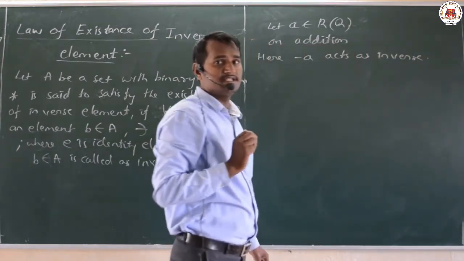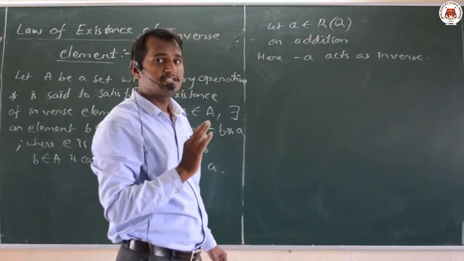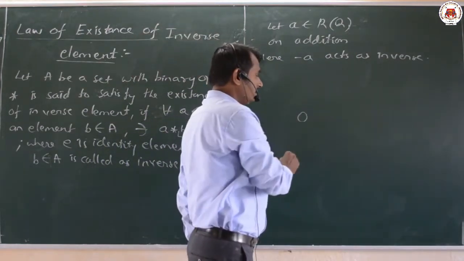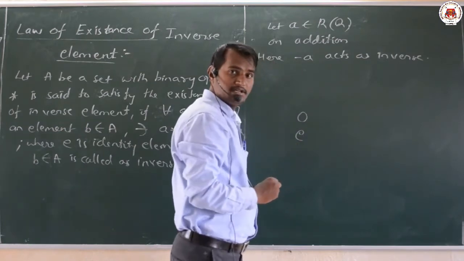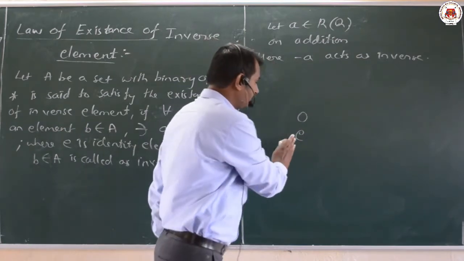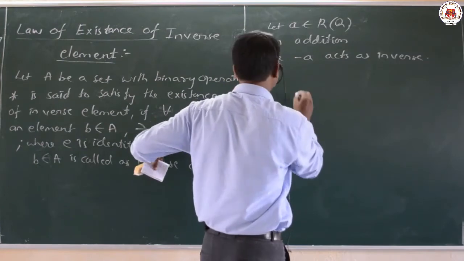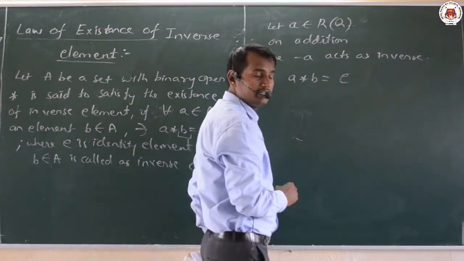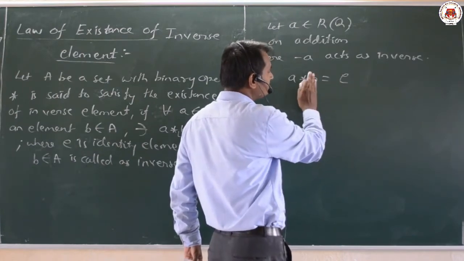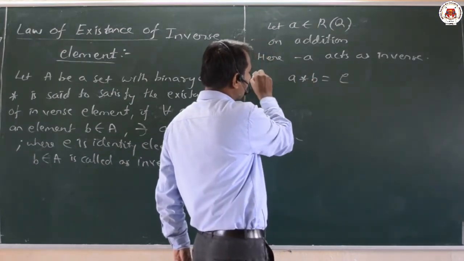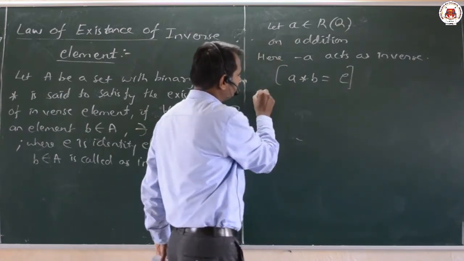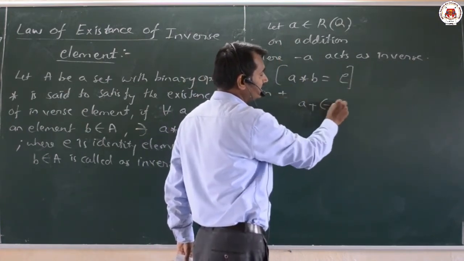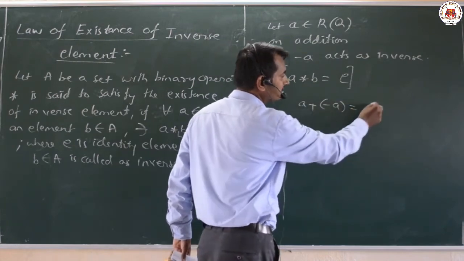Why it acts as an inverse, that we shall see. Previously we had seen that the element 0 was an identity element for addition. That means, according to inverse, here A star B equal to E. Now A star B equal to E means, on addition, A plus of minus A, we get the value as 0.